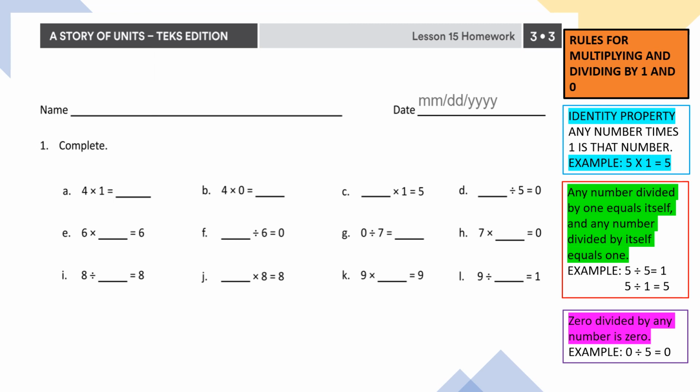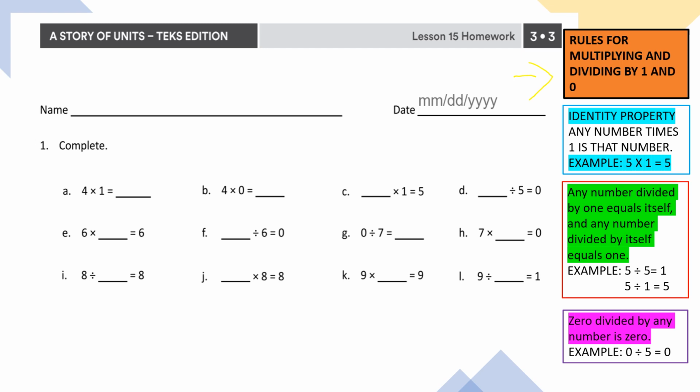So for number 1, we have letters A through L. And there are some rules for multiplying and dividing by 1 and 0, which we see over here on the right-hand side. So first, any number times 1 is that number. We have to remember that. So an example is 5 times 1 is 5. So any number times 1 is that number.